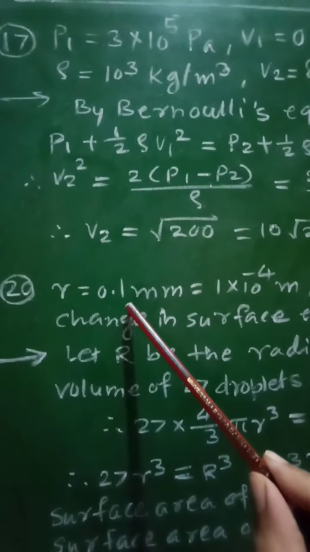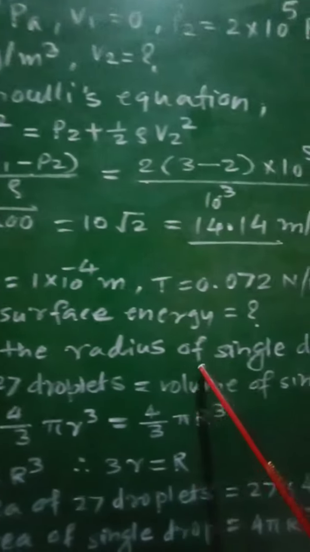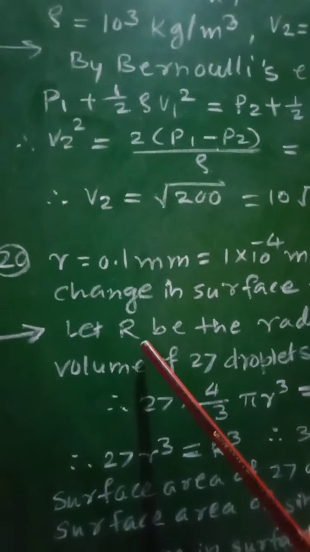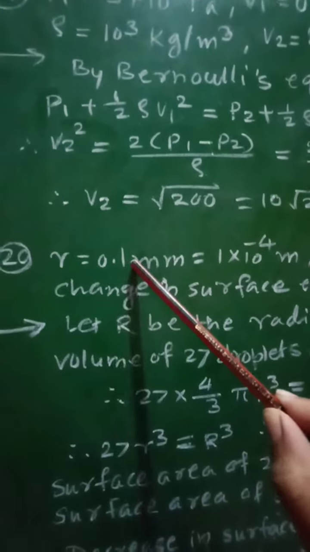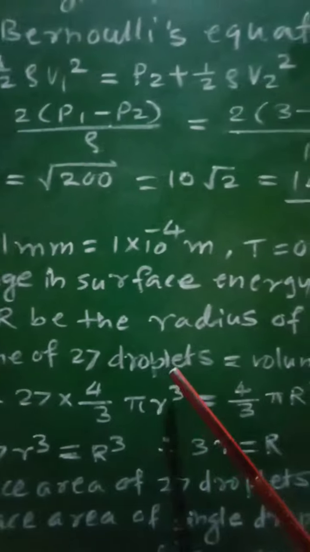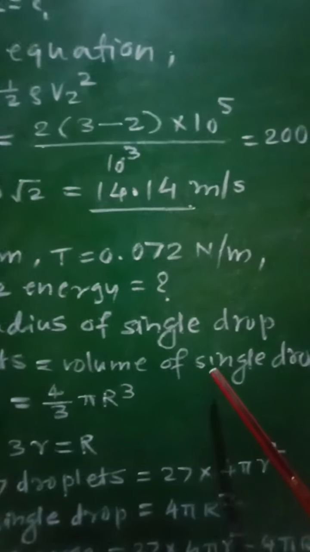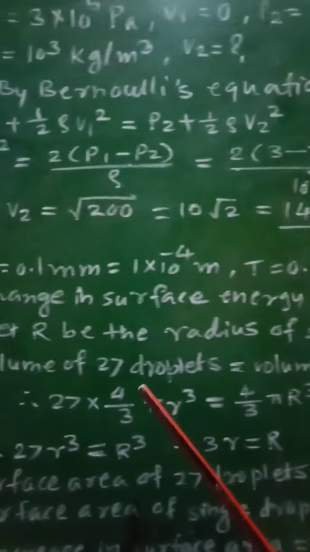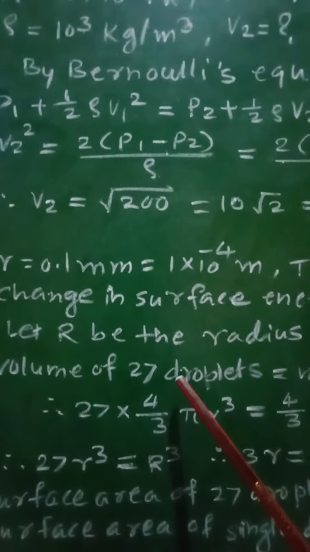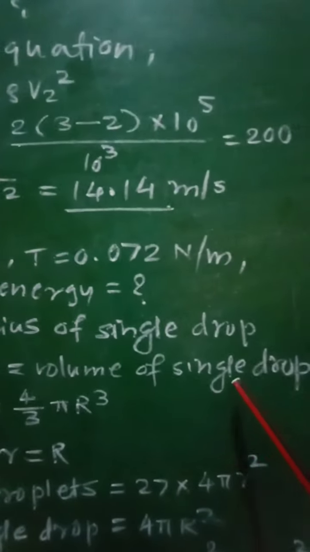So this radius is given for the droplet, and therefore let R be the radius of the single drop. So capital R will represent radius of the single drop, that is big drop, and small r will represent radius of the droplet. Now from this we can find volume of 27 droplets. Volume of 27 droplets will be equal to volume of single drop. So as 27 droplets are coalescing, are merged into a single drop, therefore volume of 27 droplets must be equal to volume of single drop.